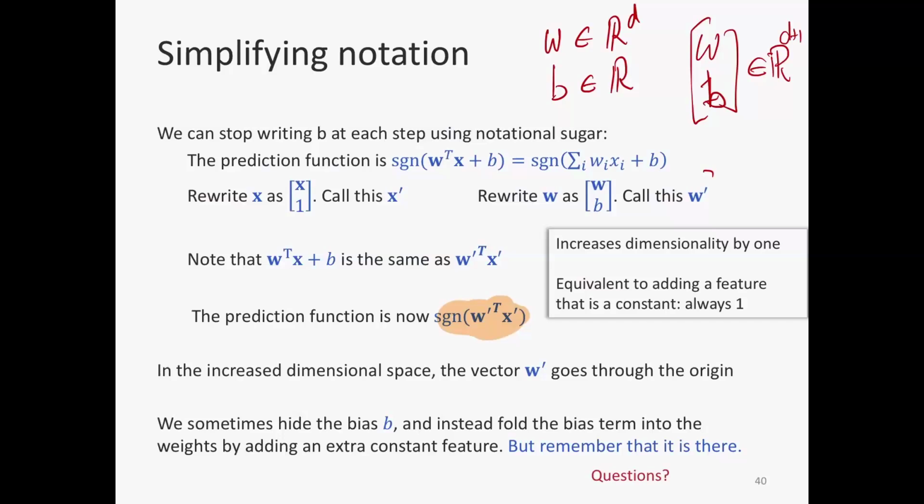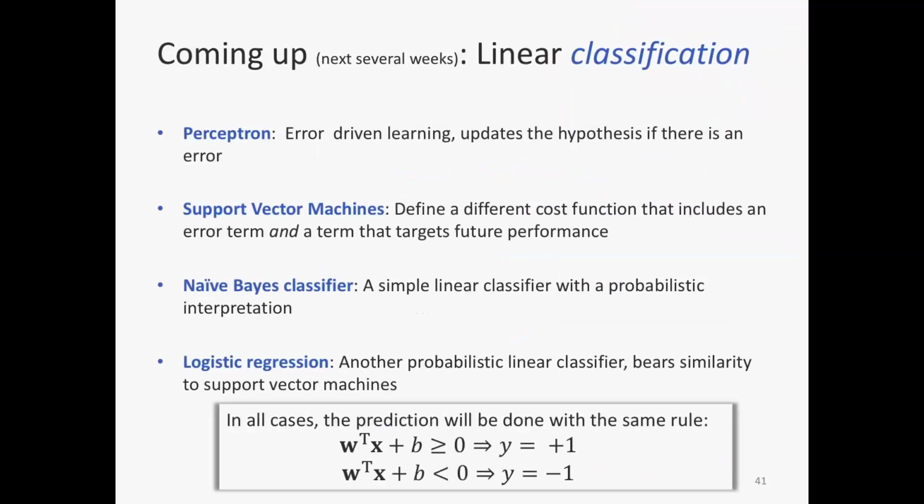Now that you've seen linear classifiers, let me give you a list of different learning algorithms that we will use to learn these linear classifiers in many of the coming weeks. Shortly, we'll encounter an algorithm called perceptron. Perceptron is an error-driven learning algorithm that updates the hypothesis only if it makes a mistake on a new example. It turns out that it learns a linear classifier.